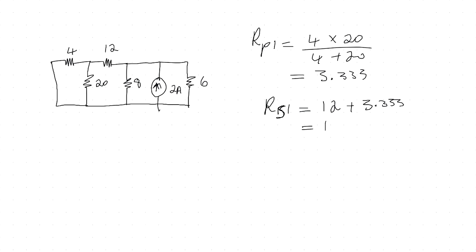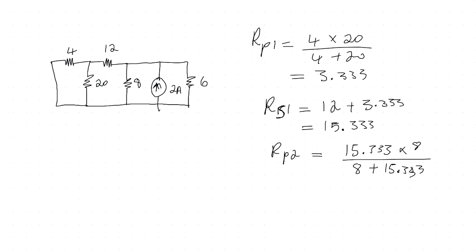15.33. Therefore, my RP2 is equal to 15.333 multiplied by 8 divided by 8 plus 15.33, which is 5.257. Therefore, I'll have this at the end.